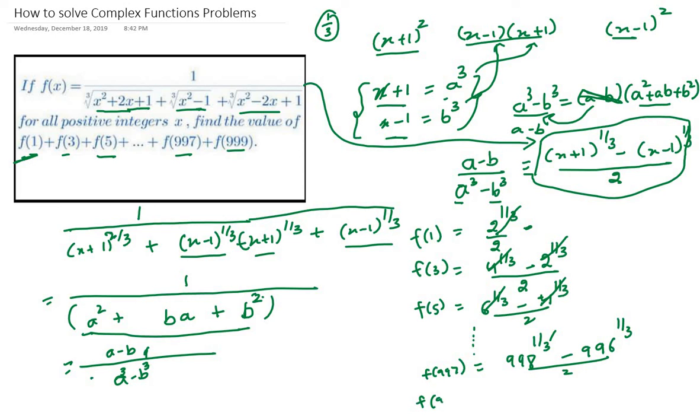And let's see the last term, f of 999. It will be 1000 raised to power 1 by 3 minus 998 raised to power 1 by 3. So this thing continues. The 998 term will get cancelled out with the f of 997 term, and so on. So we are left with the answer: 1000 raised to power 1 by 3 divided by 2.